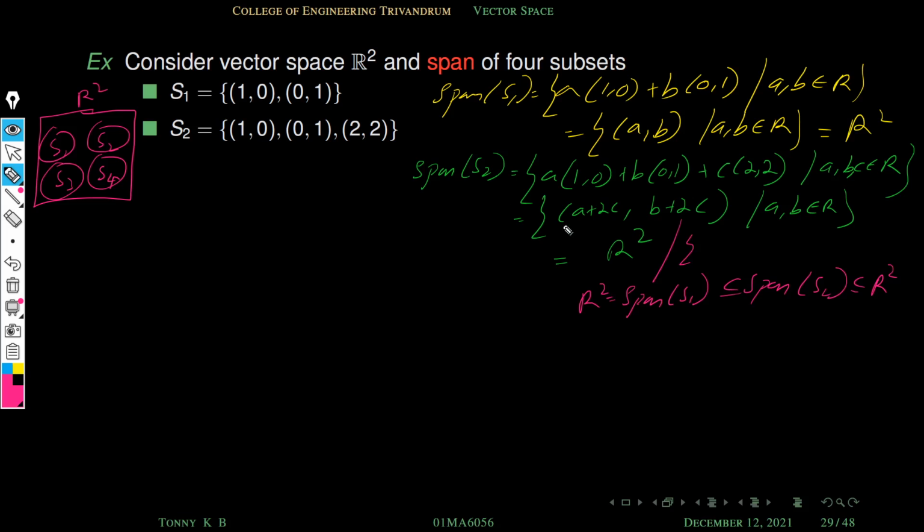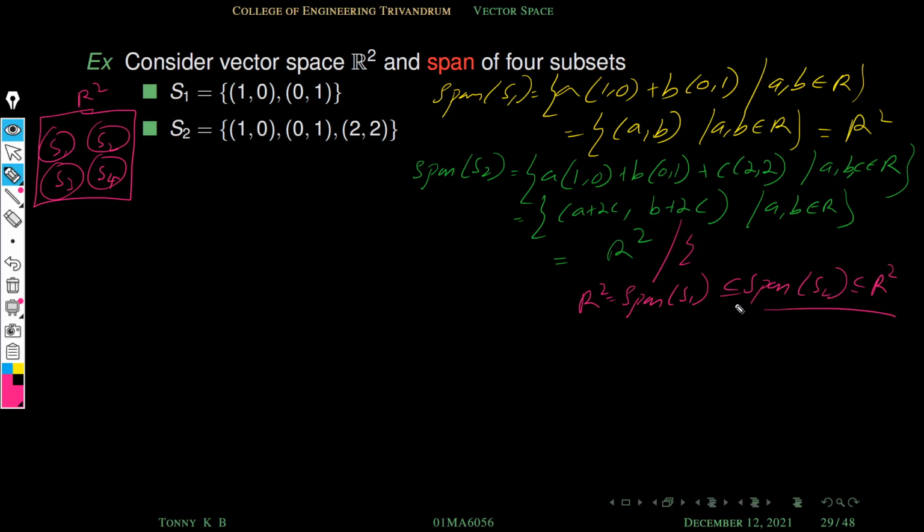Or you can explain this concept in another manner. We know that R square equals span of S1. That is our first case. Okay, R square equals span of S1. And it is clear that S1 is a subset of S2. So span of S1 is also a subset of span of S2, because this contains the set of all possible linear combinations. If you choose c as 0, then the span of S2 gives exactly the span of S1. So we have one extra term, so it is clear that this is a subset of span of S2.